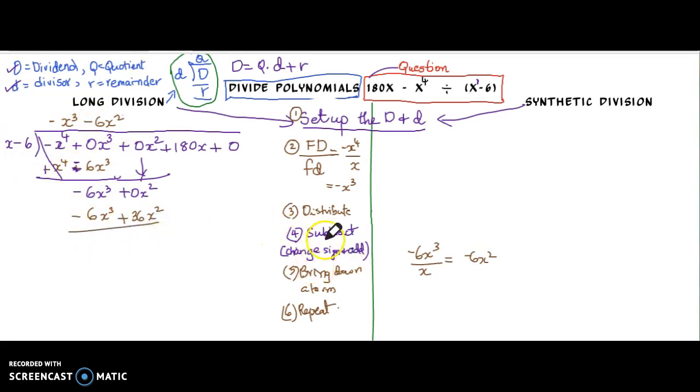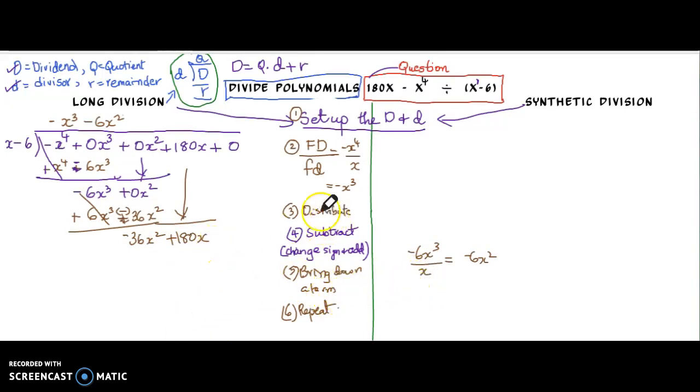And then subtract by changing the sign and adding. So this becomes positive, this becomes negative. So when you add, they cancel. We get negative 36x squared. Bring down a term which will be positive 180x. And then we are going to repeat this process all over again.